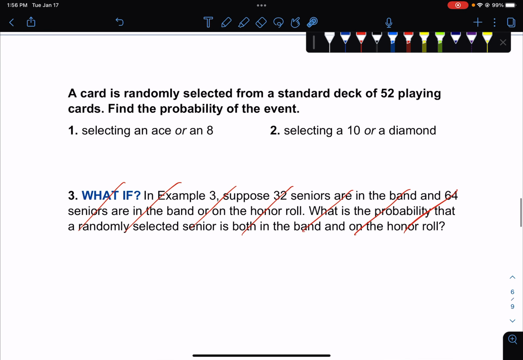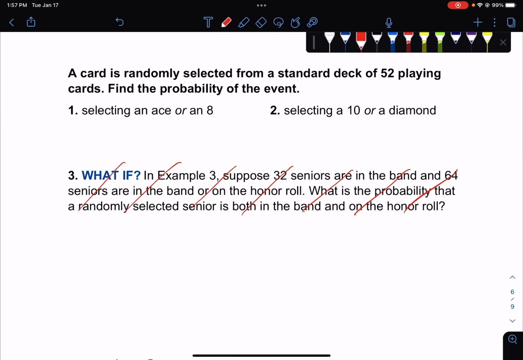So let's do one more example of each before you try to do this on your own, okay? What is the probability of selecting an ace or an 8? Well, "or" means add. So what's the probability of getting an ace? And what's the probability of getting an 8? Well, the probability of getting an ace, there's 4 aces out of 52 cards. The probability of getting an 8, there's 4 8s out of 52 cards. And the "or" means I need to add those together.